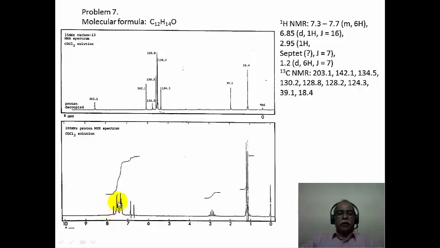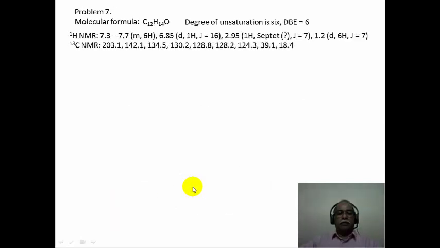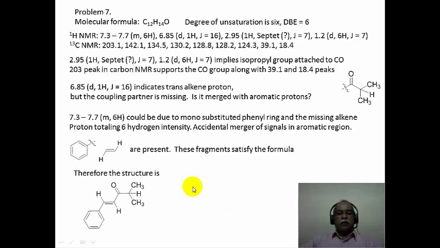The part of the spectrum is seen here as a doublet merging with the aromatic signal here. So we solved the structure of this molecule also. It's a fairly simple molecule. The NMR pattern essentially implies this particular structure to be the correct structure for the data.